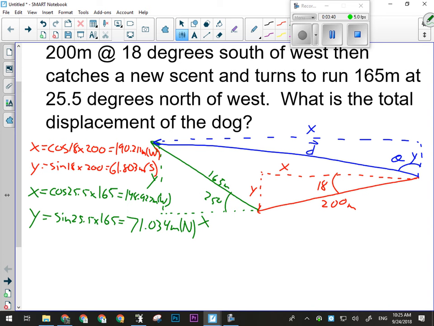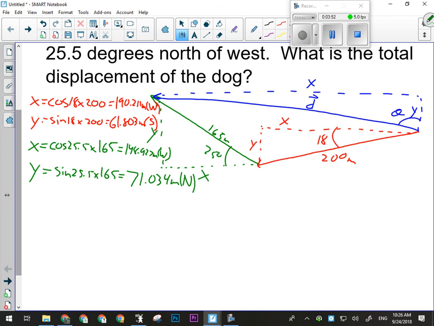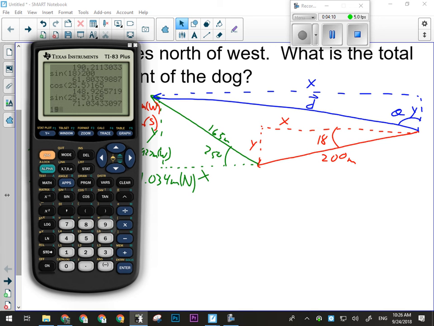If you're using the separate triangle method, then at this point you are having to construct or find your x and y's so you can construct your resultant triangle, which I can show you here in just a second. But for right now, let's find our resultants. That's the blue x and blue y. Both of our x components are west, 190 and 148. So we're just going to add those together. We'll take our 190 with all the decimals plus our 148 with all the decimals and get our final x component. So 190.2113033 plus 148.9265719.